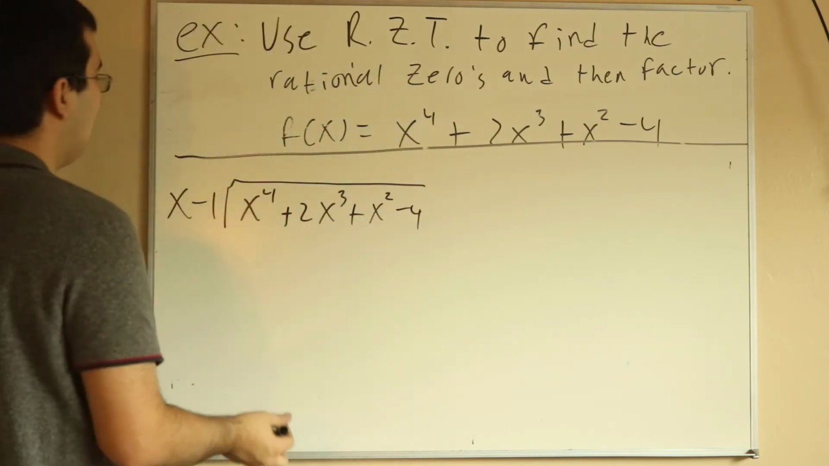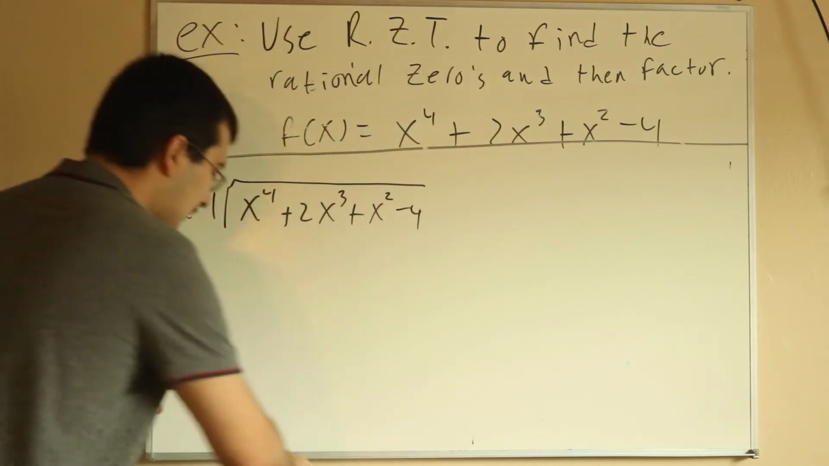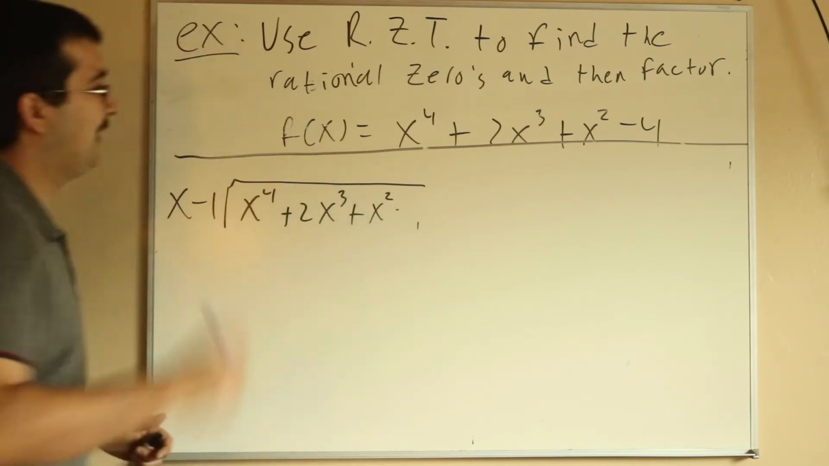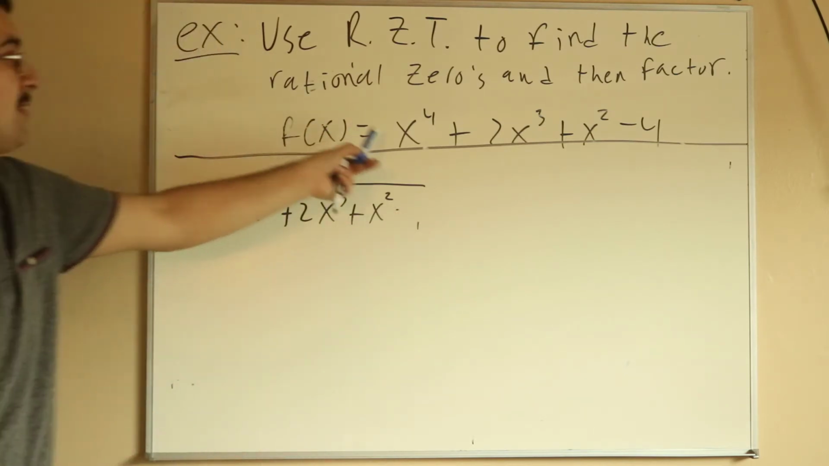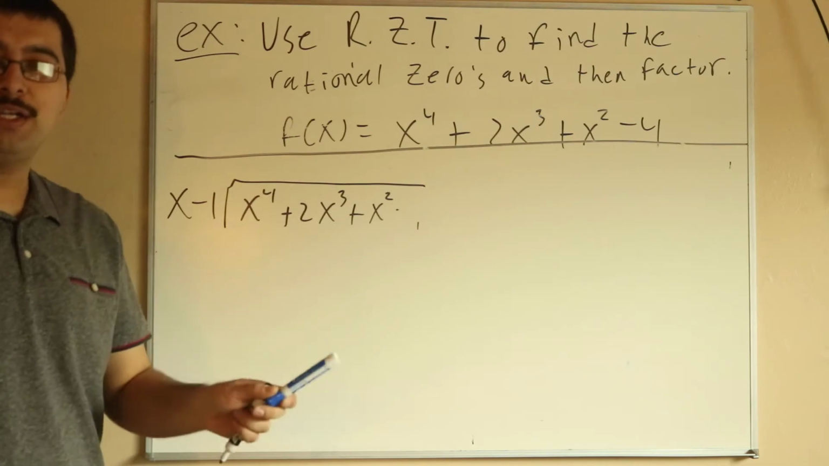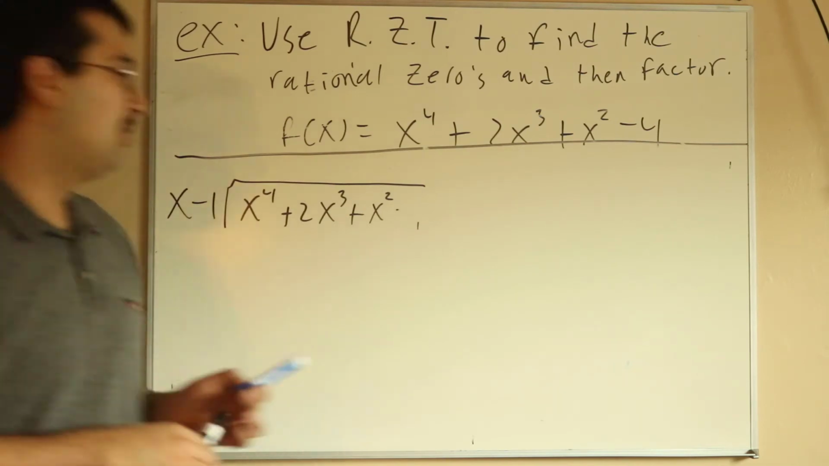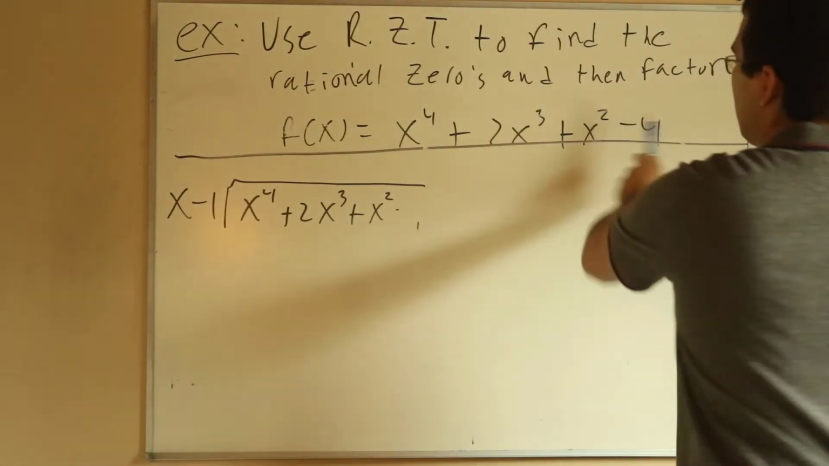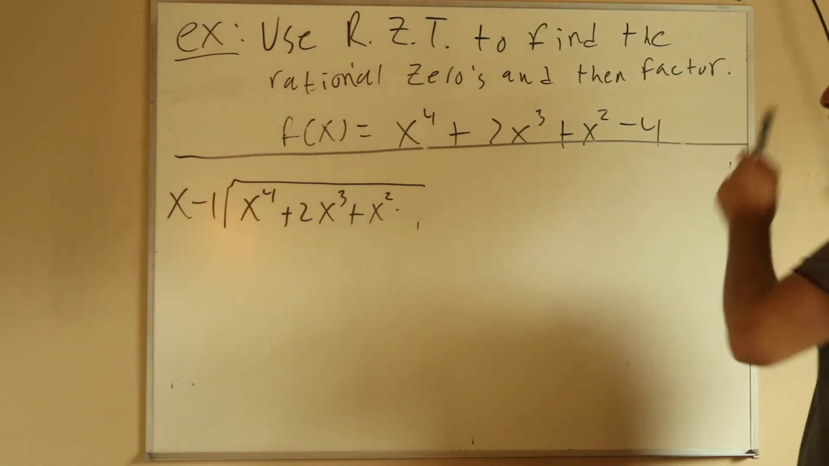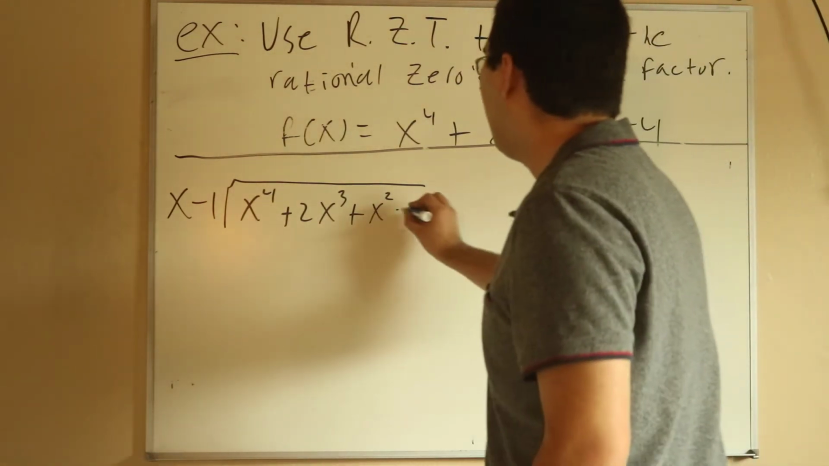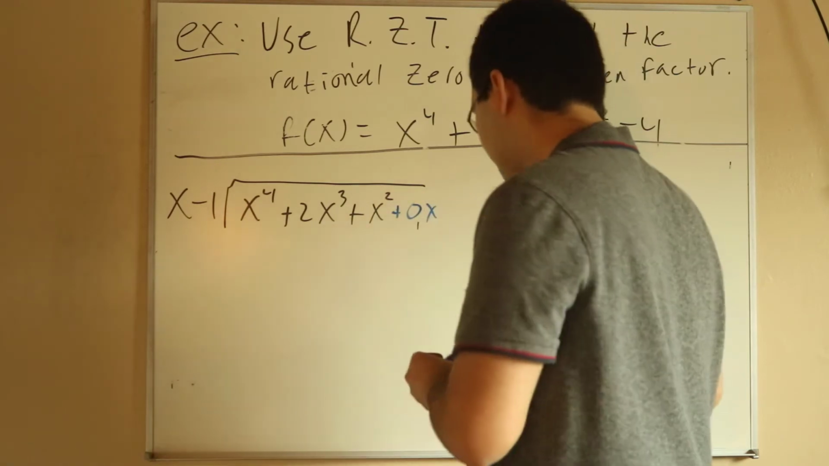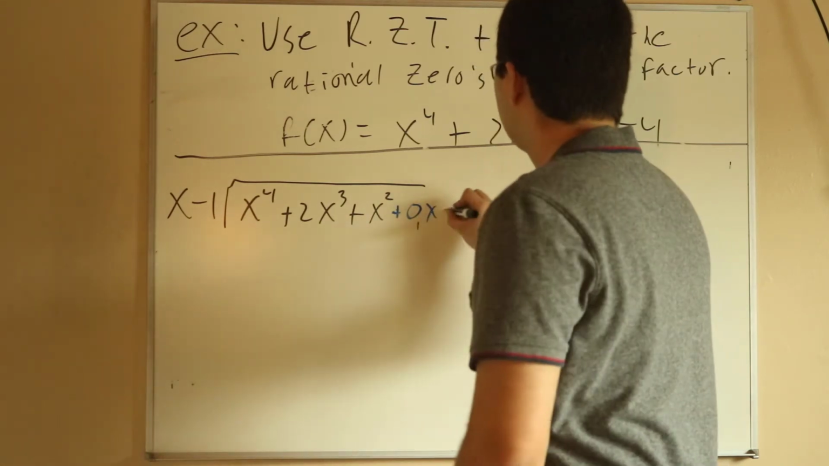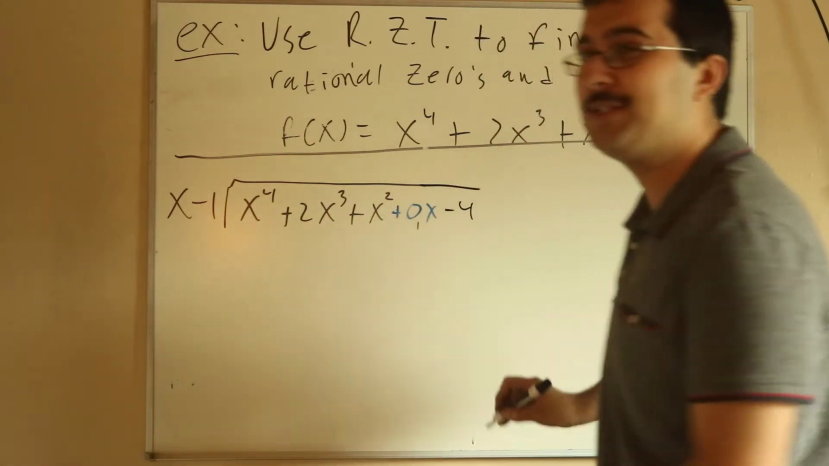Before we start dividing, what are we going to recognize? This is a fourth order polynomial, so I need terms for every power below it. In other words, I need a cubed term, a squared term, and an x term, but since we're missing one, I'm going to need to add in a 0x. Okay, so now we can start dividing.